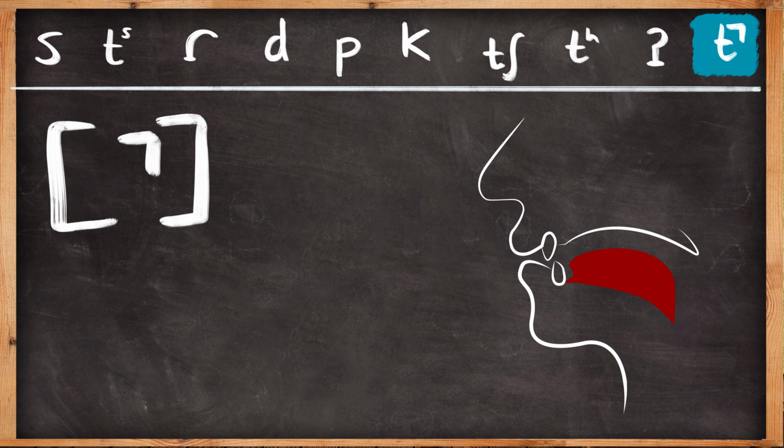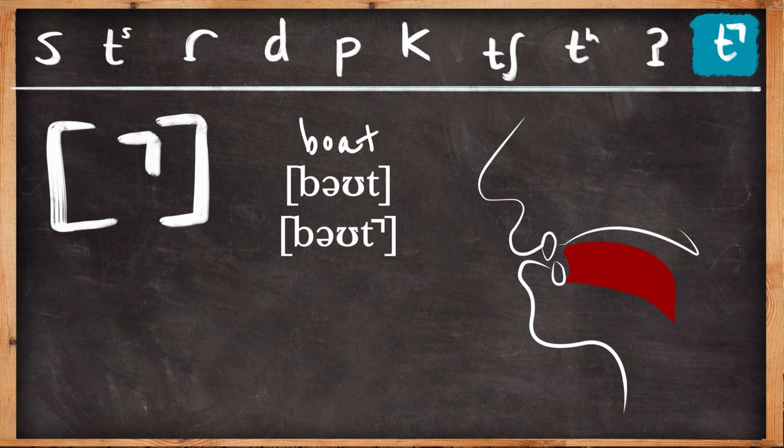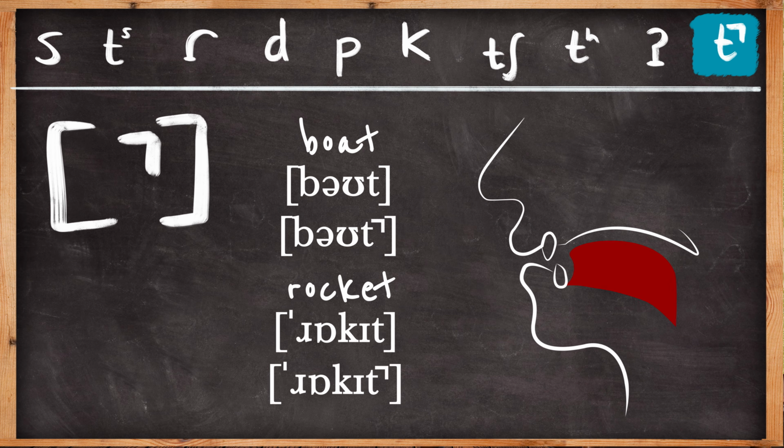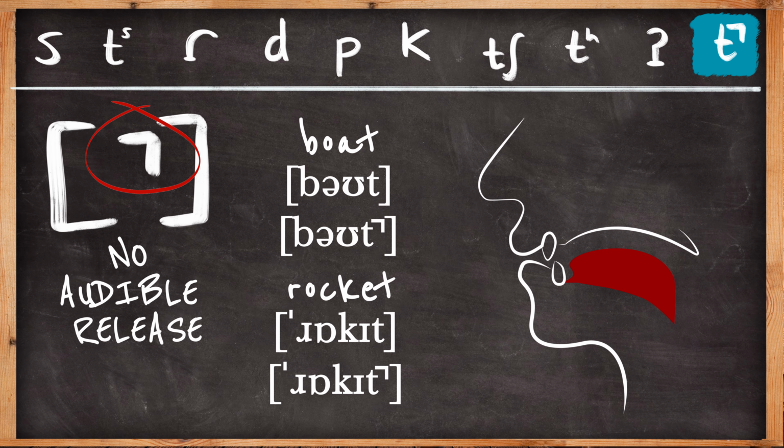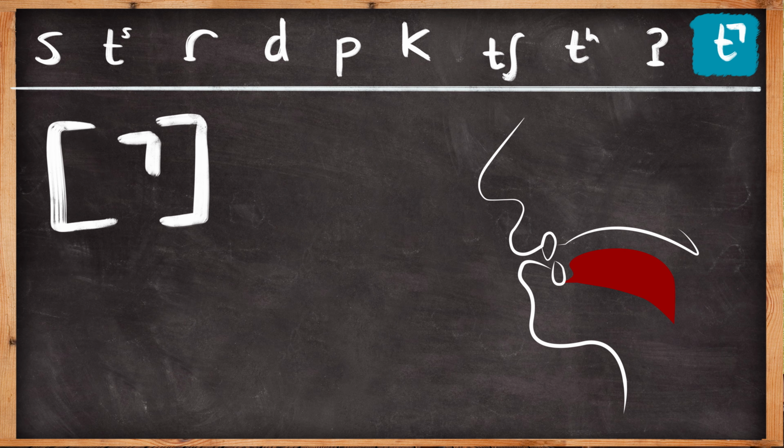10. Unreleased. An unreleased T is where you don't let any air out at the end, so compare. Boat, boat. Rocket, rocket. The phonetic symbol looks like this. Essentially, an unreleased T can mimic the next sound in a process called assimilation. So if the next sound is bilabial, the T becomes an unreleased P.